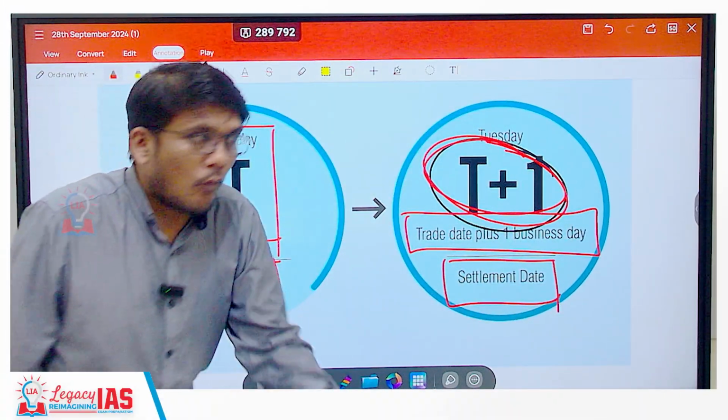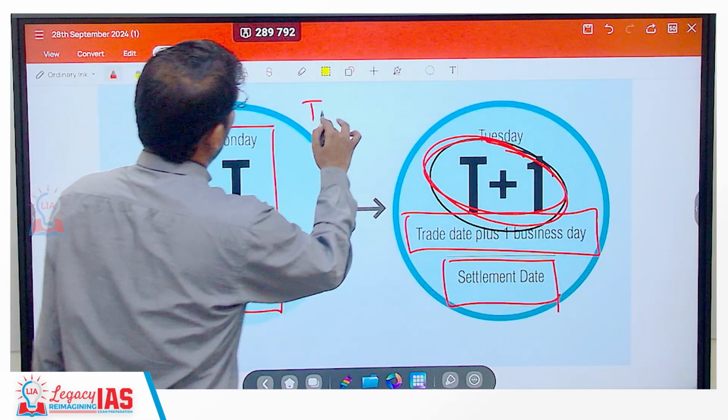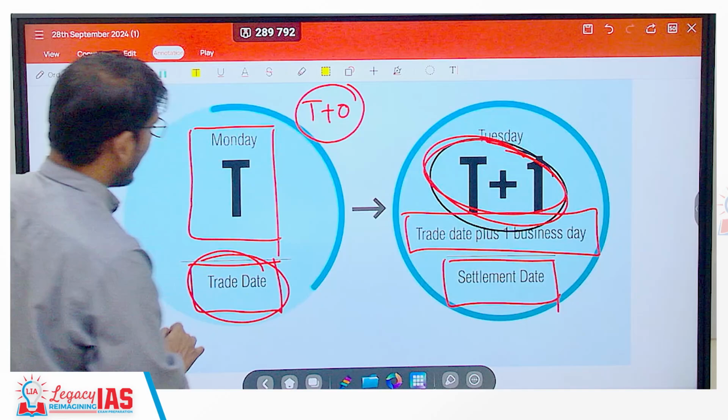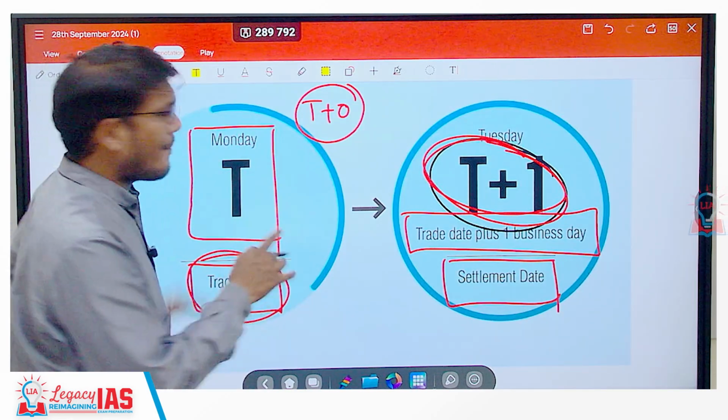So what do we mean by T+0? T+0 means if you are doing the trade on this day, the settlement also will happen on the same date.